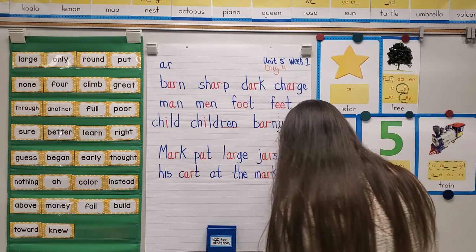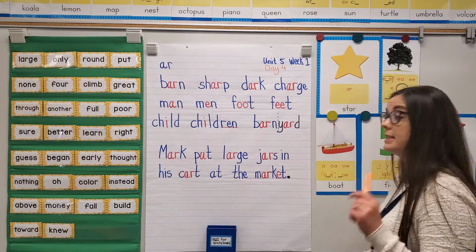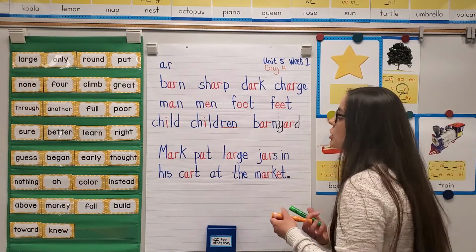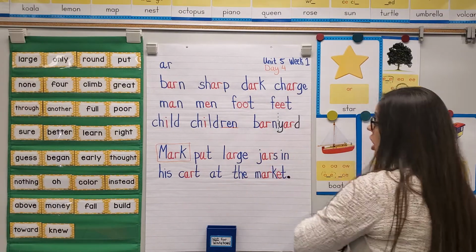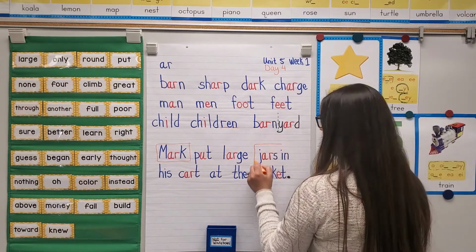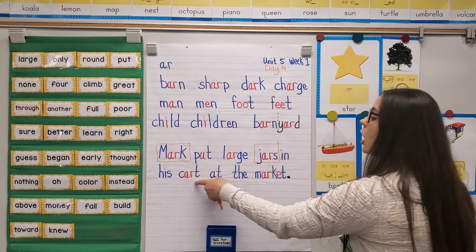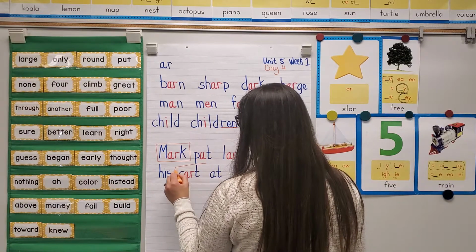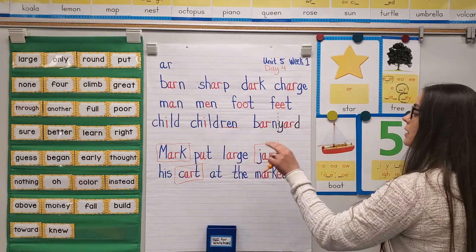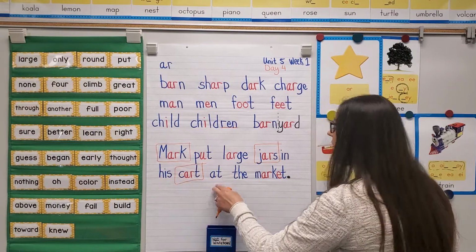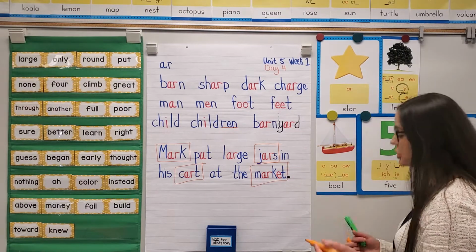All right, nouns and verbs. So Mark, we said at the beginning of the sentence, it's a name. So we know right off the bat, it's a noun. Mark put large jars. Jars is a noun. It's a thing. Mark put large jars in his cart. That is also a thing. Something that you could touch. A lot of nouns in this sentence. Mark put large jars in his cart at the market. That's a place that he went to go shopping.